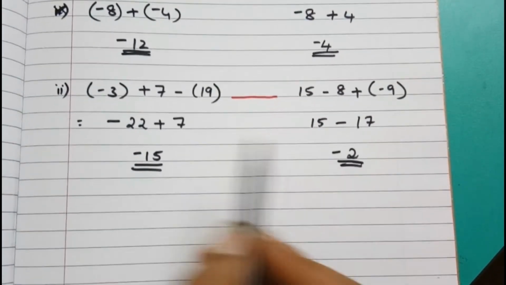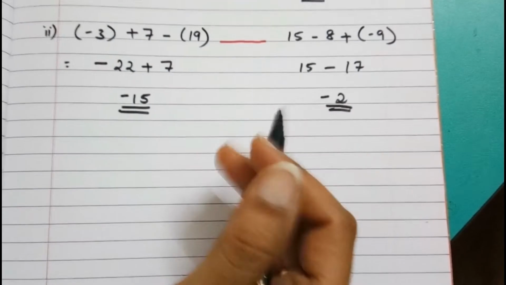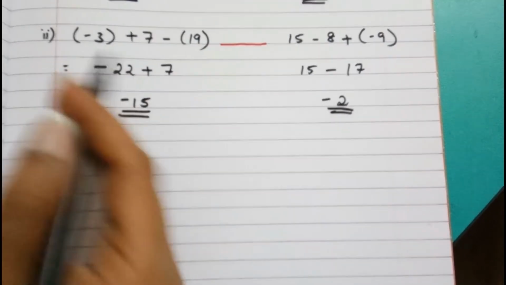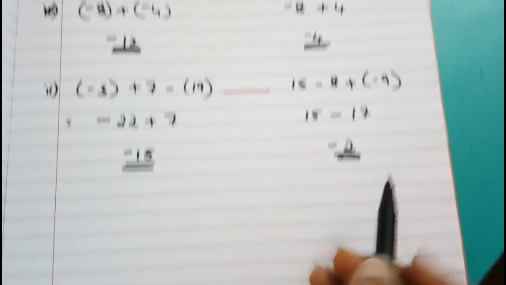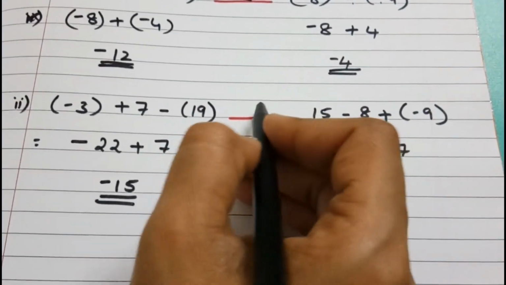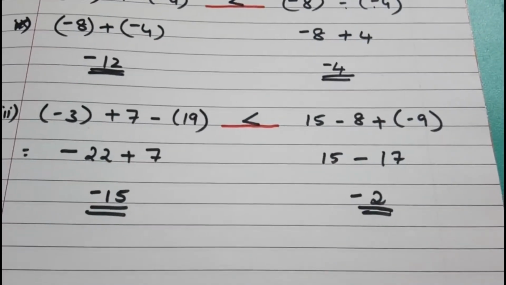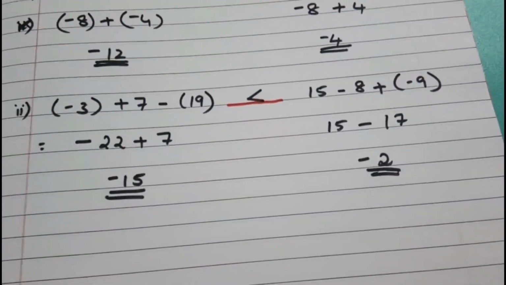Since minus 2 is greater than minus 15. Why? Because in negative integers, the higher we go, the value gets decreased. So here minus 2 is greater than minus 15. So here we get the answer as this one. Okay, I hope it's understood by everyone.